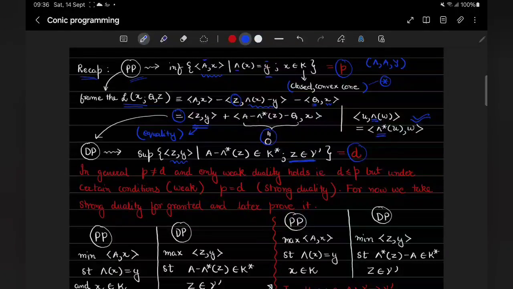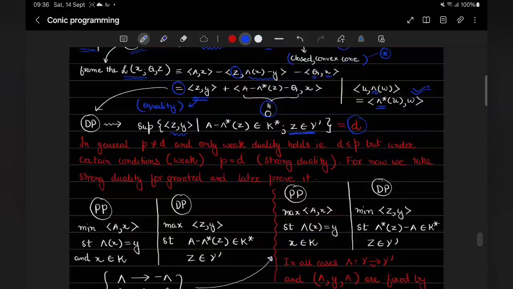So I have two problems, p and d, and in general the output that I get from the primal problem need not agree with the dual problem, and only weak duality is satisfied, that is d is always less than or equal to p. This I proved in the previous video. But under certain conditions, which are very weak, basically very trivial or satisfied in a very simple way, these conditions are on the set of primal feasible problems and the dual feasible problems.